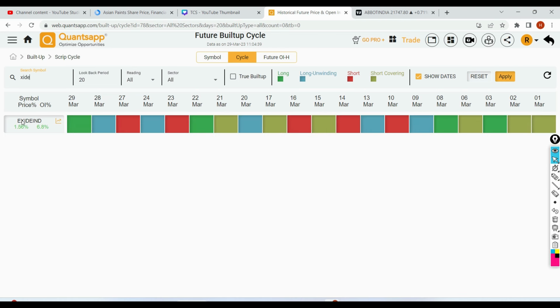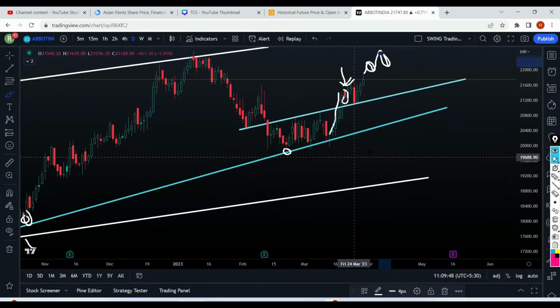Okay, Exide, right? So yesterday there was call unwinding that happened. So whoever went short, the shorters were there. Let me show you the Exide India.